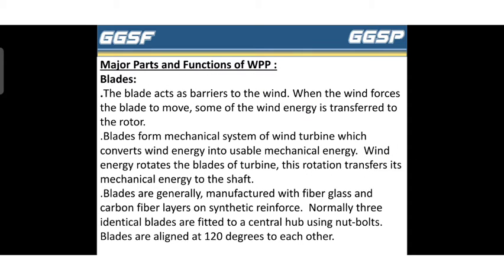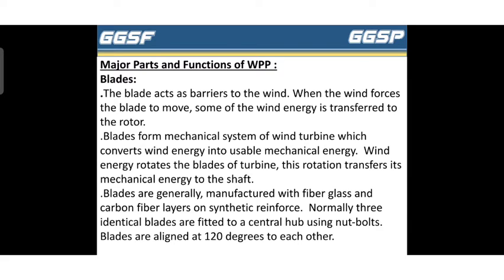Major parts and functions of wind power plants. First part of a wind power plant is the blades. The blades act as a barrier to the wind. When the wind forces the blades to move, some of the wind energy is transferred to the rotor. Blades form the mechanical system of the wind turbine, which converts wind energy into mechanical energy.